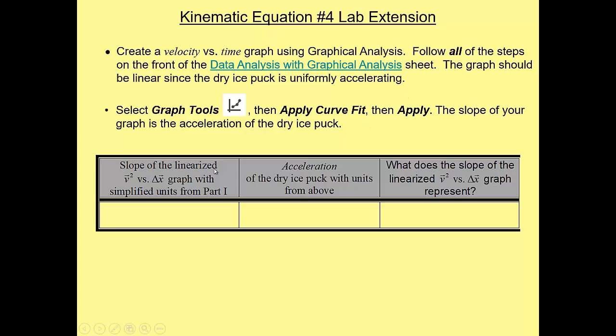Well, we just found the slope of our linearized velocity squared versus displacement graph with our simplified units, from the first part of the lab. This was what I got, and yours doesn't have to be exactly this, but I hope it's in the ballpark. If it's way off, like if you have 500 or 1,000, something's gone weird. It should be in this ballpark. Well, if I take my velocity time graph data and make a graph, it ends up being linear. I do the linear fit, and I take the slope, which is the acceleration. I get about 359.7, roughly 360, centimeters per second squared.